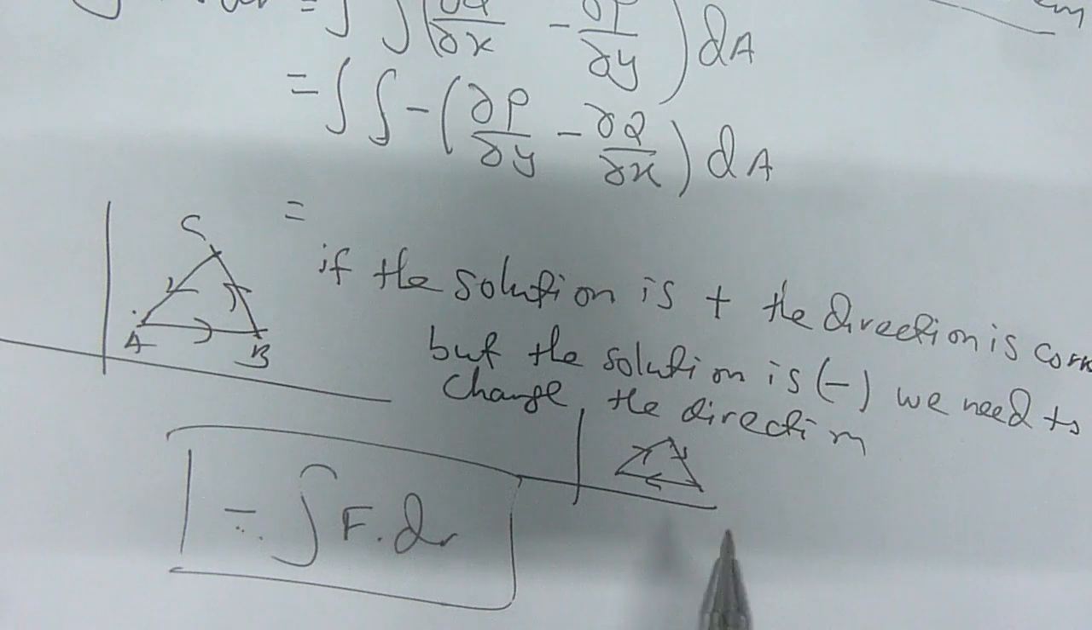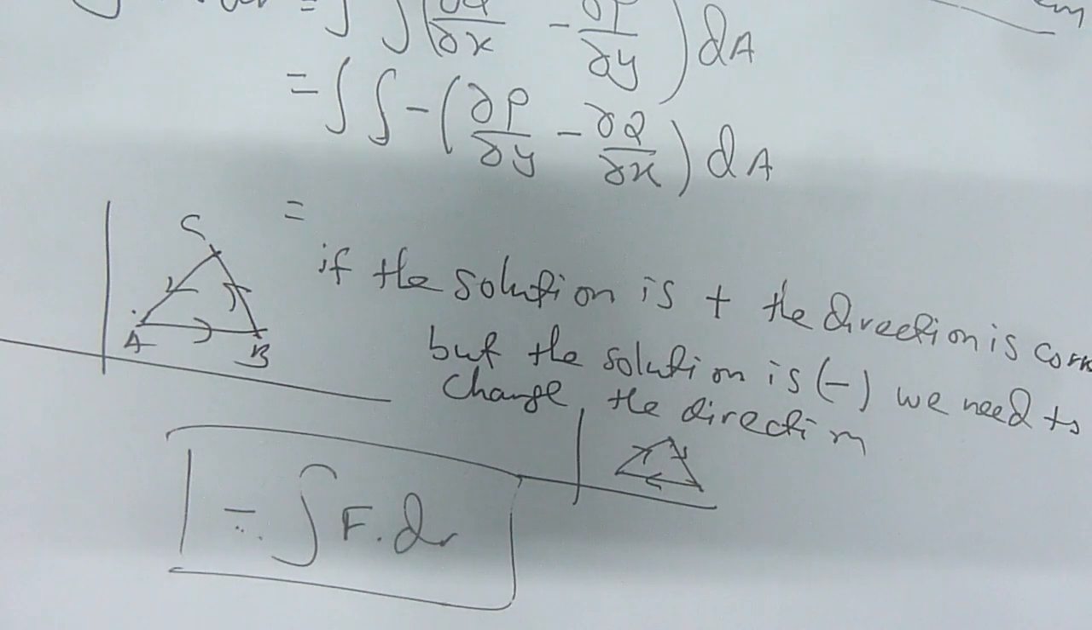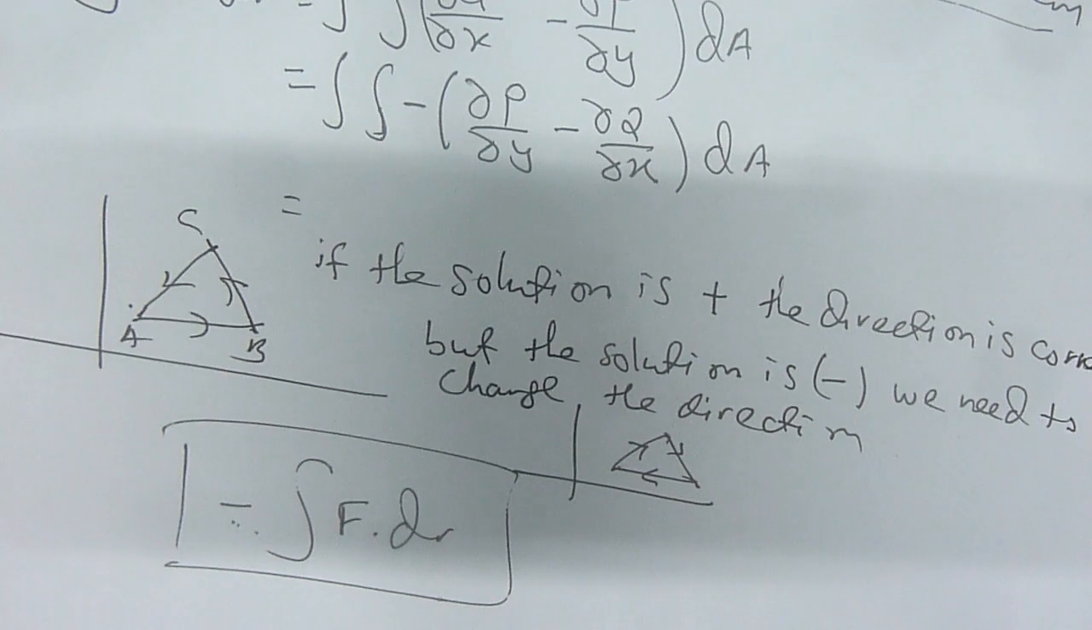Okay, work is always positive, of course. But when we say negative, it means we are using a different direction. For example, if the force is actually positive, sometimes it's negative, which means we are using the opposite direction of F. This is the understanding that we have for the work.